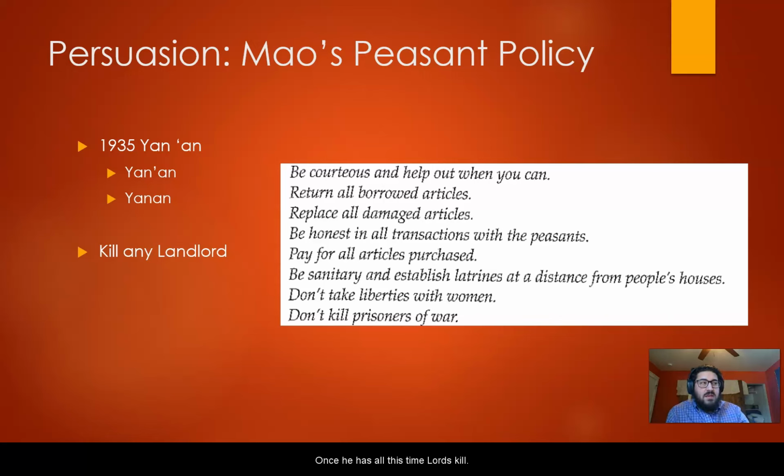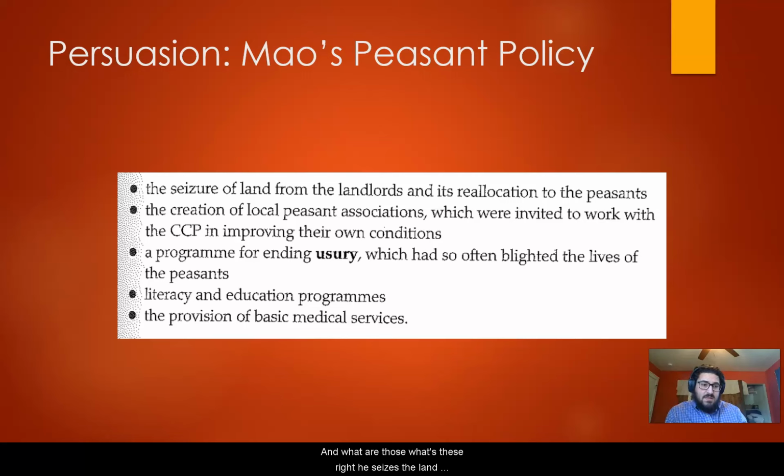Once he has all these landlords killed in certain areas, he starts establishing larger actions that persuade more and more people to come, right? And what are those? Well, it's these, right? He seizes the land from landlords and he gives it back to the peasants. So he goes in, gets the landlord's name, kills them, and then recuts up all the farmland and gives it to the peasants. And in doing so, he's not only a legendary hero who survived onslaught in the Long March, he not only has built hospitals and education centers and a whole underground city, but now he's living and practicing what he preaches.